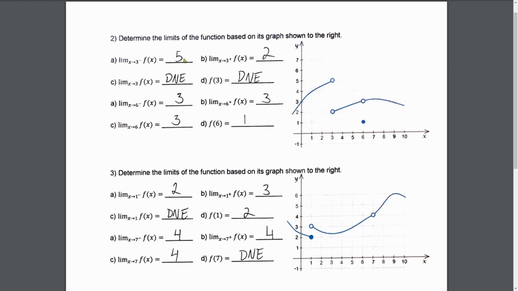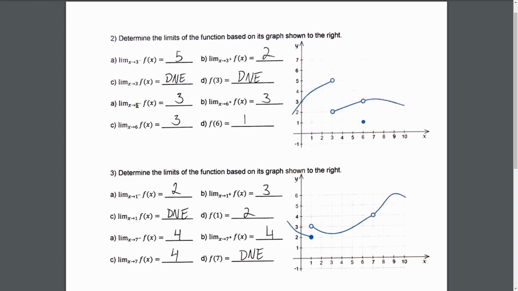So the left side limit is 5, the right side limit is 2. That means that the overall limit does not exist because they aren't equal to each other. Can we evaluate f of 3? No, because there are no solid points at x equals 3.